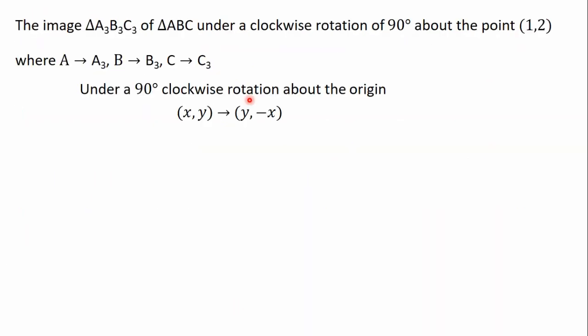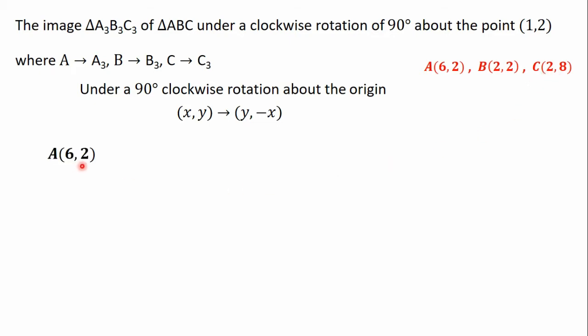So let's do that. We have learned that under a 90 degrees clockwise rotation about the origin, the rule of the transformation is (x, y) gives us (y, -x). But remember that this time we are not rotating the points about the origin. We are rotating it about the point (1, 2). We have already learned how to rotate a point in the xy plane about another point other than the origin. So we are going to apply that here. The points we are going to rotate are point A with coordinates (6, 2), point B with coordinates (2, 2), and point C with coordinates (2, 8).